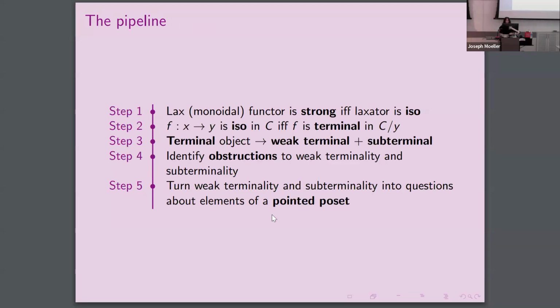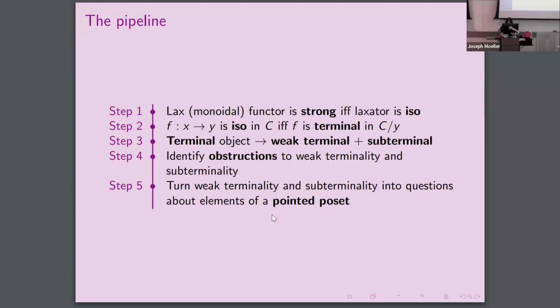Don't worry, it's just an outline where we'll go in detail. But the step one is basically observing the lax functor is strong, if and only if the laxator is iso as a morphism in the target category. But now, a morphism is iso in a category, if and only if it is terminal in the slice over the codomain. And terminality, in turn, can be split into two conditions, weak terminality and subterminality, which are weaker. And now, the answer to the question comes down to identifying obstructions to weak terminality and subterminality, which for us will be questions about elements of certain pointed posets.